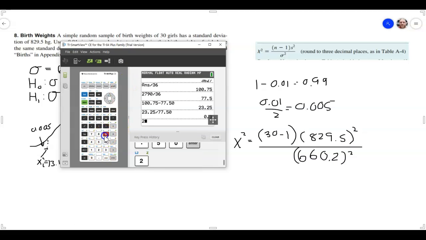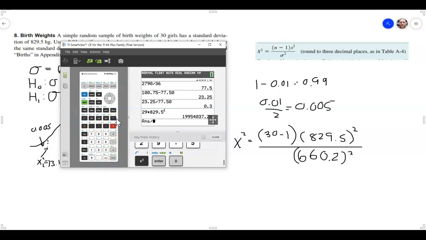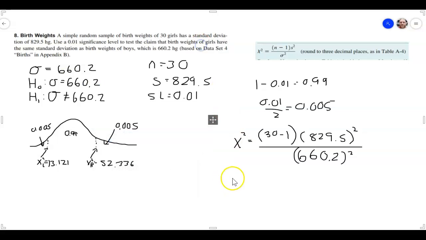So I can just put my calculator here. And so this is going to be 29 times 29.5 squared, enter, divided by 660.2 squared. And I'm going to get 45.78. So chi-square is equal to 45.78. And I can see that that's going to be somewhere between 13 and 52. So it's going to be right here. So that's going to be in the main body here.